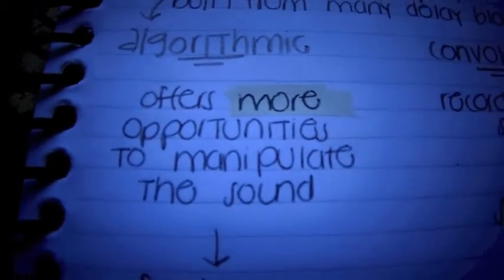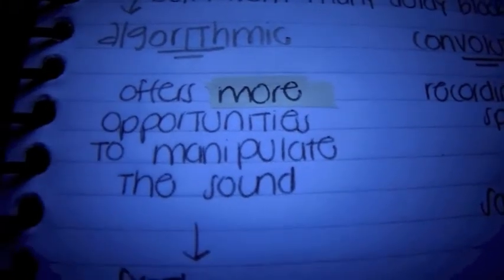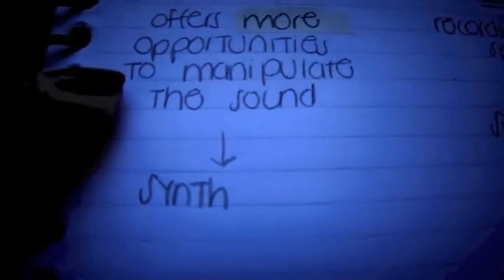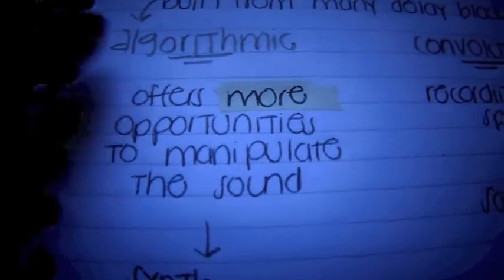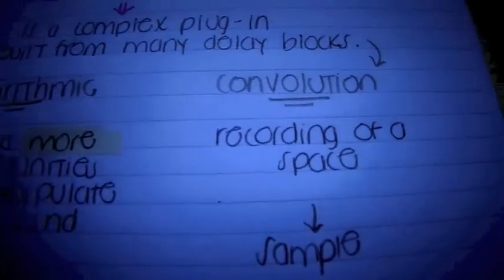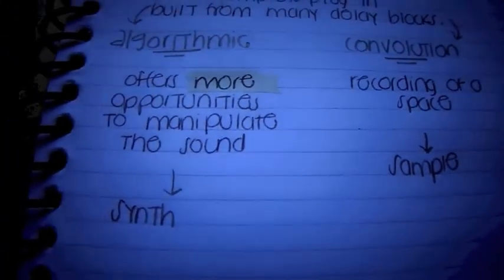The advantage of this plugin is that it offers more opportunities to manipulate the sound, and we can think about it as a synth. The algorithmic works with mathematical processes. Now, the convolution is actually a recording of a space, and we can compare it to a sample. Now, let's see how the algorithmic works.